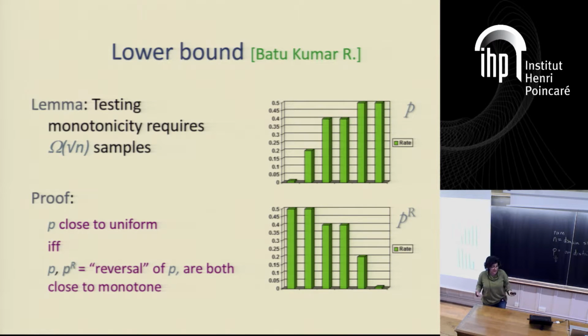Okay? So one thing I could do is ask, well, is it monotone? And is it anti-monotone? Like I could relabel the domain elements so that they're reversed, right? So I could ask if both of these are monotone, then it must be that my original distribution is uniform, because the only way that both P and P reversed can be monotone is, and this you can easily prove, if actually they were uniform. Okay? So this is just a simple reduction to see that it has to be at least root n sample complexity to test monotonicity. Okay?